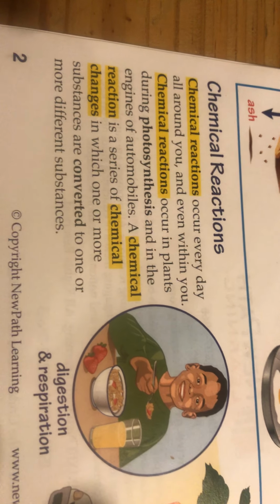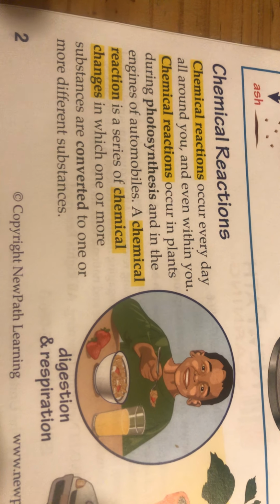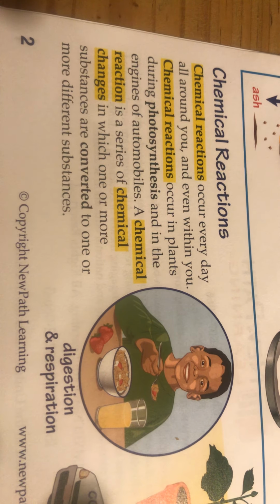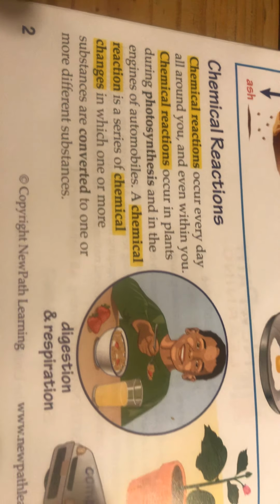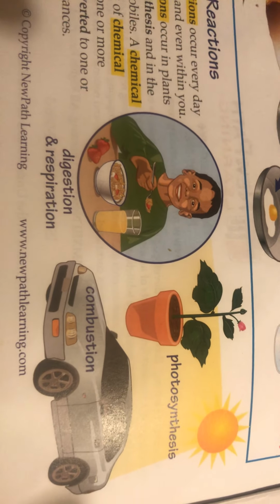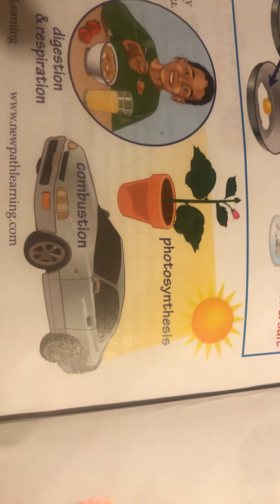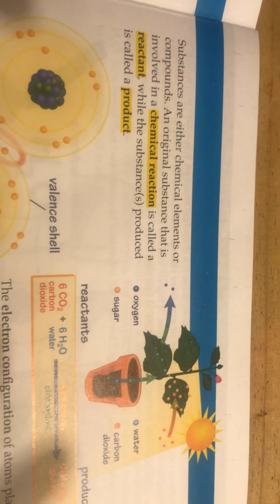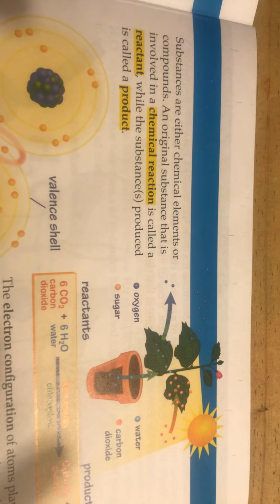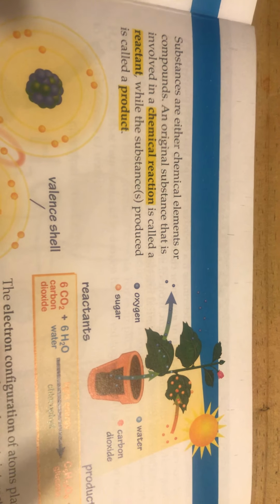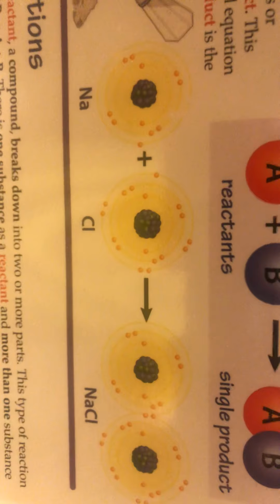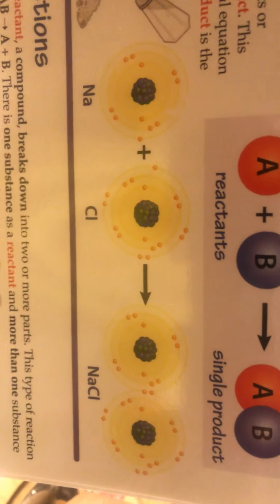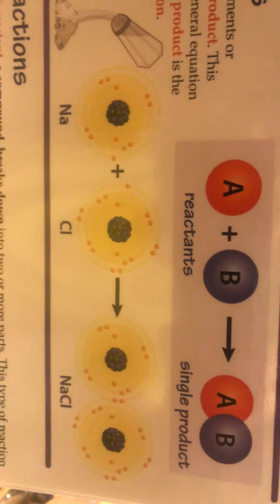A chemical reaction is a series of chemical changes in which one or more substances, that's hard to say sometimes, are converted to one or more different substances. Digestion and respiration are chemical changes. Photosynthesis, combustion in a car. Substances are either chemical elements or compounds. An original substance that is involved in a chemical reaction is called a reactant. And we saw up here where sodium and chlorine are the reactants, and sodium chloride, or salt, is the product.